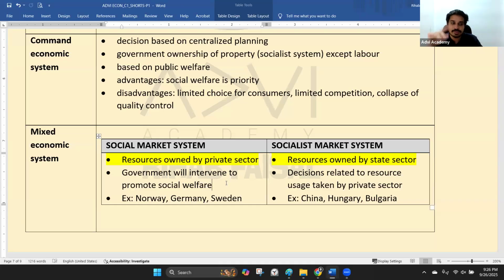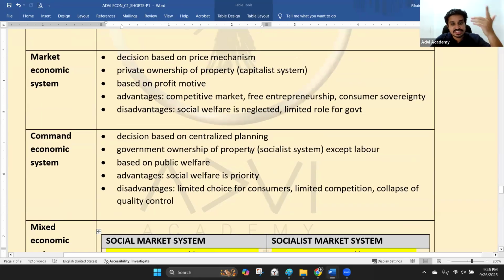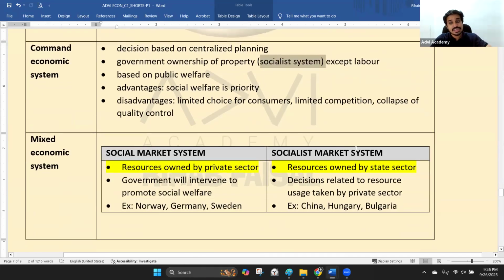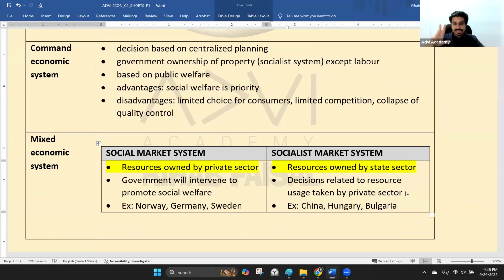Socialist market is the other way around, where in the command system we said it's socialism, the government sector owns property. So here most of the resources, or a predominantly majority portion of the resources, are owned by the state sector, right? But private sector is allowed to do entrepreneurship, provide goods and services. They are also allowed to come up with production, factors of production, ownership and all that. So Sri Lanka is also a socialist market actually, just like China, Hungary, Bulgaria and all.